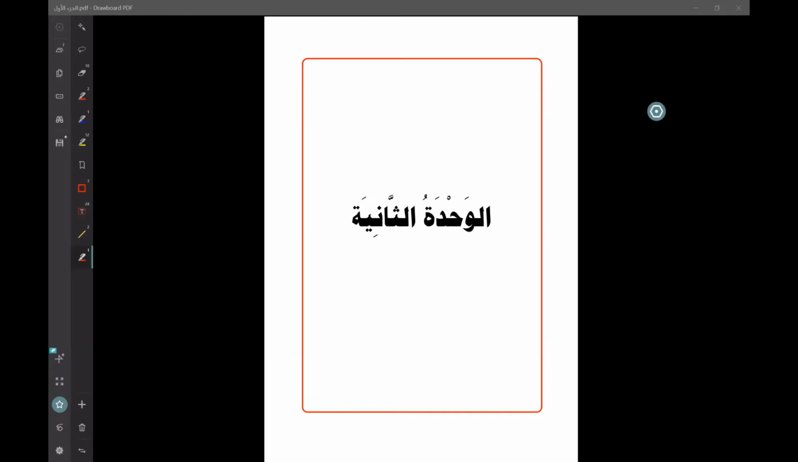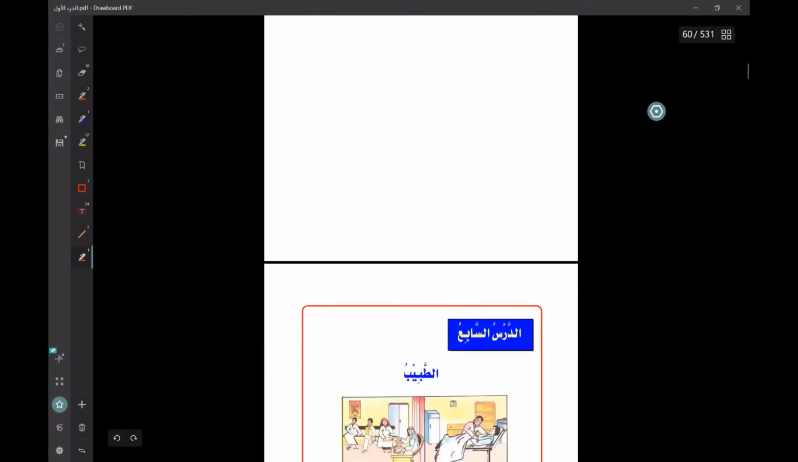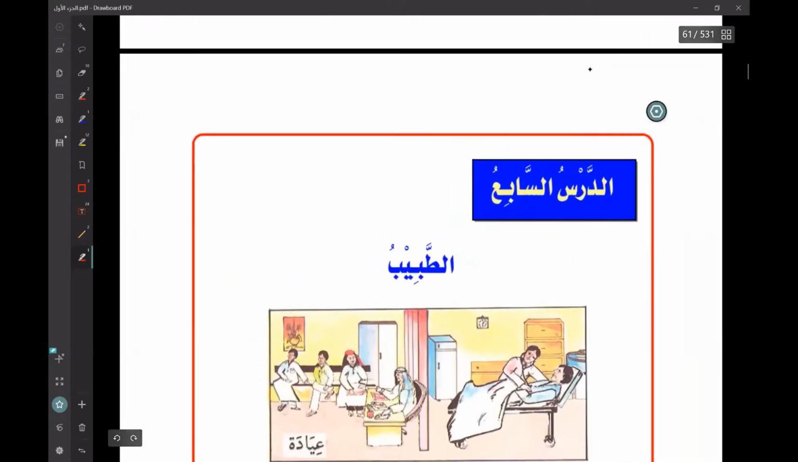We're starting with new unit, الوحدة الثانية. الوحدة الثانية means the second unit. Okay. الوحدة you can translate as a unit or as a chapter. Right. And الثانية is the second. So we'll be starting with the first lesson of our second unit.